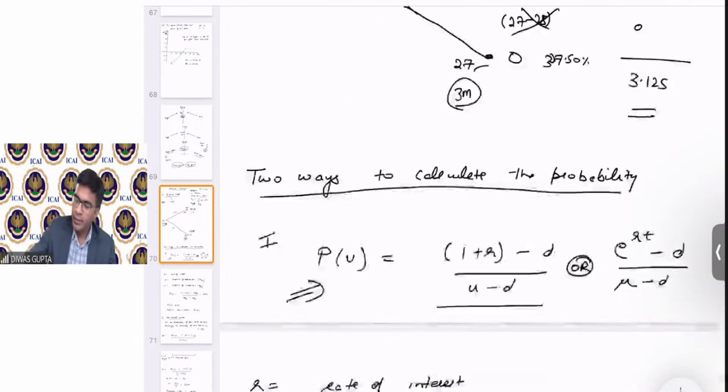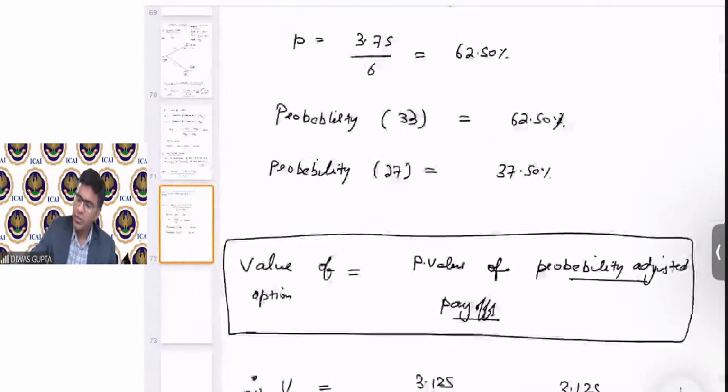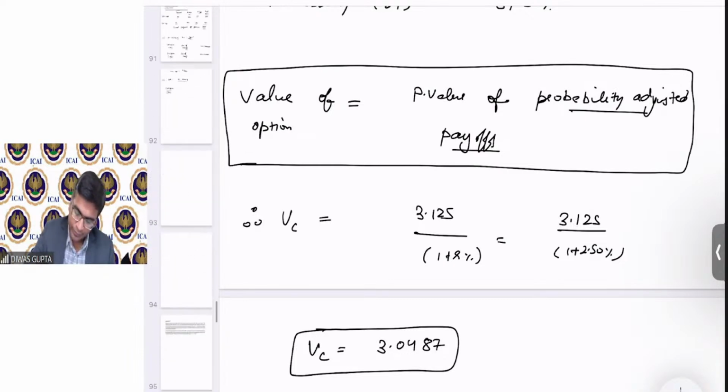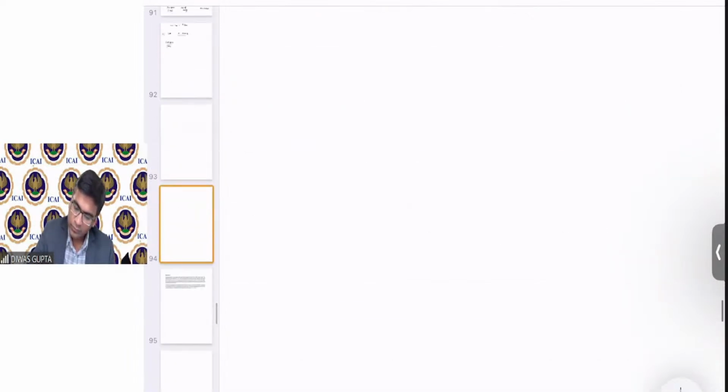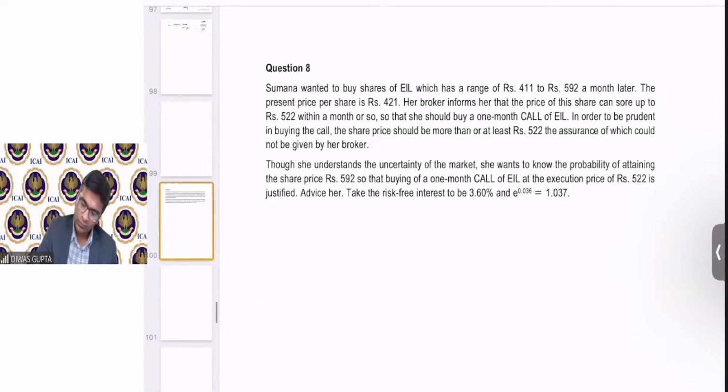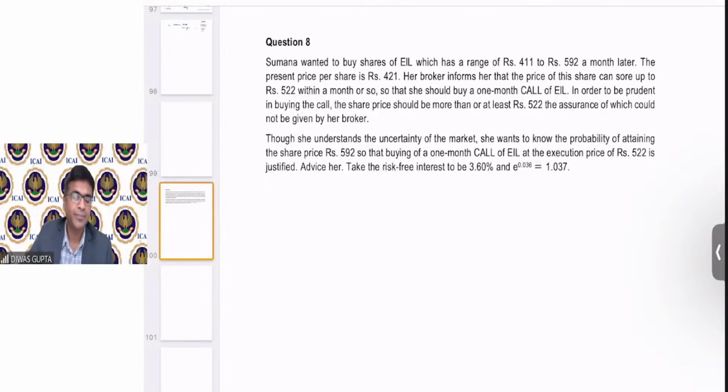Okay, students. We will attempt a good amount of questions in this to understand it better. So till now, students, we have taken only one period, right? One node, possibilities and probabilities. Correct. Now we will take multiple nodes, possibilities and probabilities. So let us go to question number 8, students, from today's assignment.